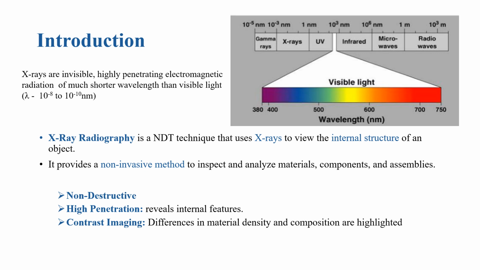The second one is that it has a high penetration rate, so it can easily reveal the internal features or internal flaws in the material. A contrast imaging technique is used to find the material flaws. So the differences in material density and composition are highlighted, and very good quality images are produced as a result of X-ray radiography.